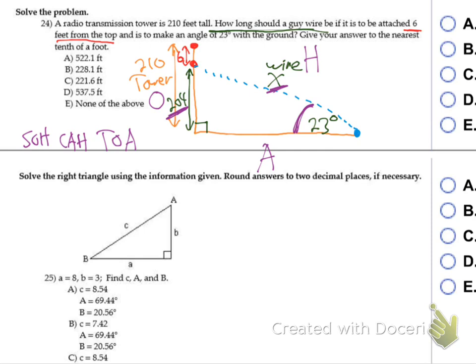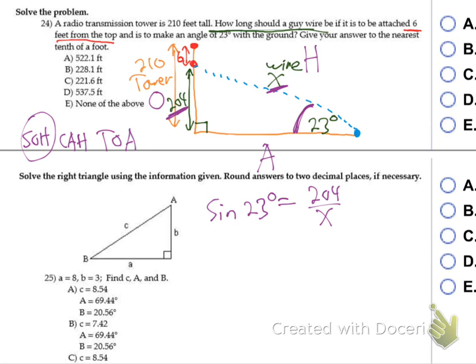So what trig function? Sine. Sine's opposite over hypotenuse. See how I determine that? So the sine of 23 degrees is opposite 204 over x. We use the 204, not the 210, because the 204 is the height up to where the wire is attached. It's the height of the wire triangle.